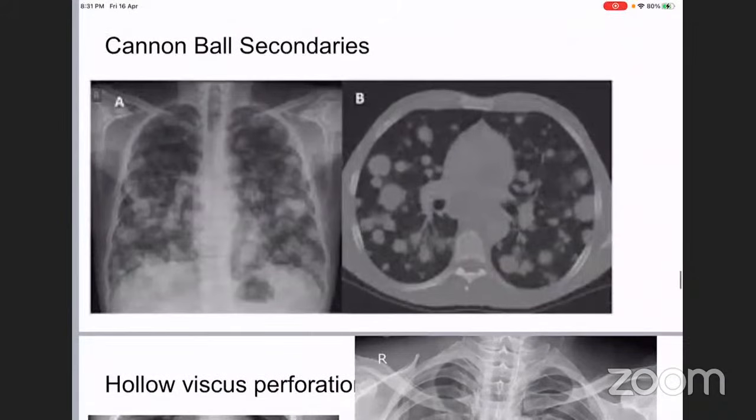Okay. Then we have cannonball secondaries. What are cannonball secondaries? They are metastasis to lung. Yeah, hematogenous spread to the lung. Okay. So why do they assume a circular shape or a spherical shape? Why can't they be in any other shape? Why can't they be triangular or square or irregular? Why are they rounded?